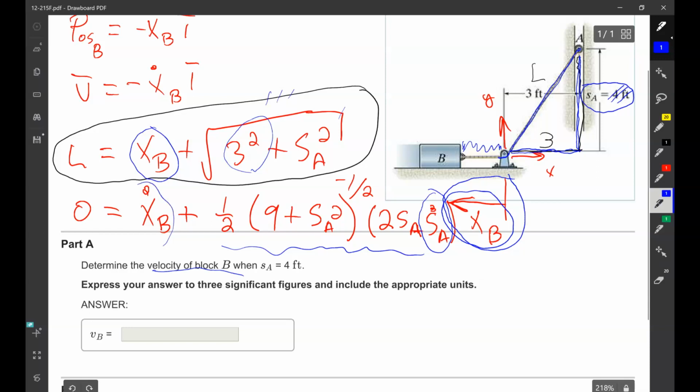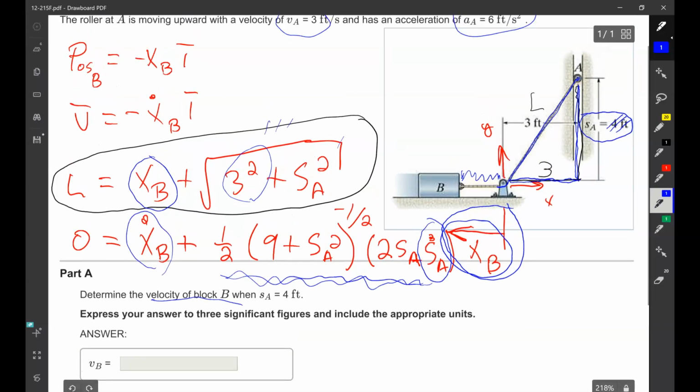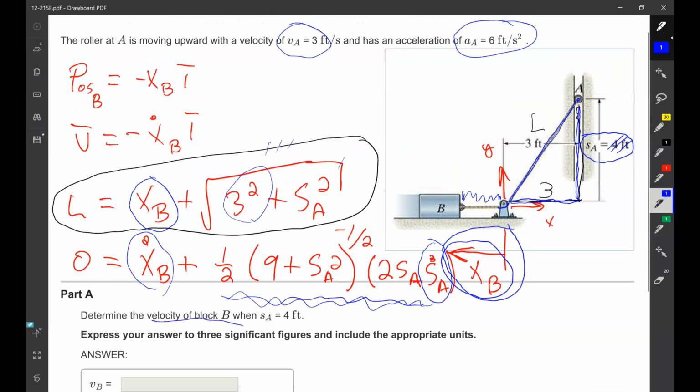You can check that you've done the chain rule properly. This term here that's underlined is all one term, and it has a dot term in it. So it looks like I've used my chain rule properly. Okay, so now what you want to do is plug in the things that you know. You know the velocity is 3, and it's going up. So if A is going up, SA is getting bigger.